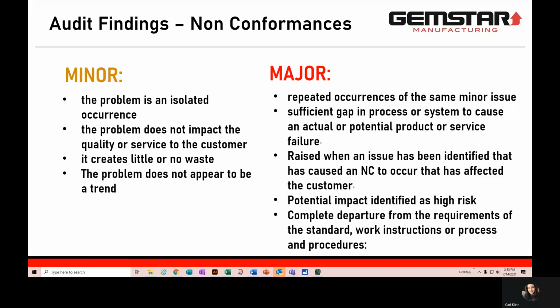As you can see over there on the right, something's classified as a major nonconformance if you are noticing a repeated occurrence of the same minor issue, if it amounts to a sufficient gap in the process or system, or if it's causing product or service failure. They're raised when an issue has caused an NC that has affected the customer. So something has trickled down and we've got a negative result there. When potential impact has been identified as high risk, you could classify something as a major nonconformance, or anytime you see a complete departure from the requirements.